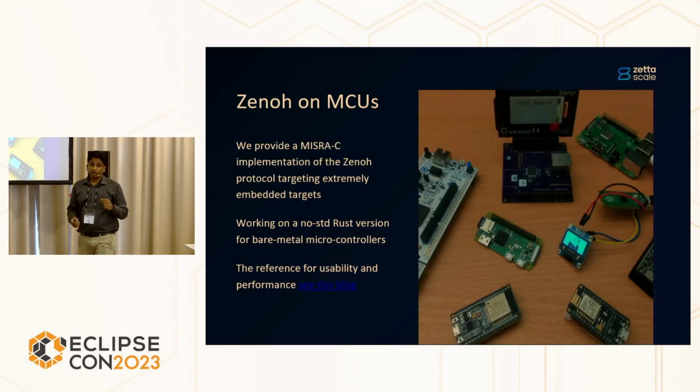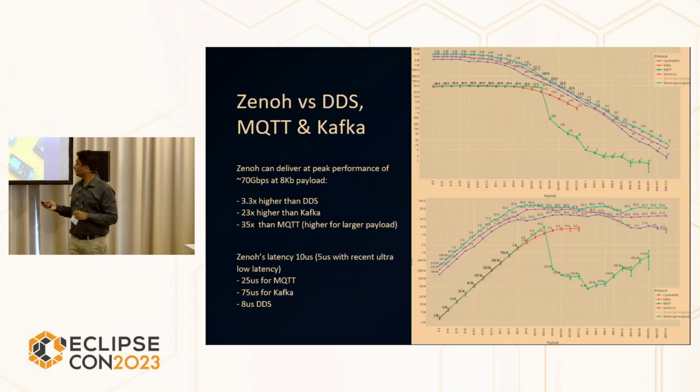And Zeno can run on microcontroller units. You might wonder, oh, Rust, how can it run on microcontrollers? As of today, we have a core subset of Zeno in pure C. Thanks to C, which has a nice ecosystem on microcontrollers, we can deploy a subset of Zeno onto the microcontrollers. We have nice blogs on our website, also nice demos on the microcontrollers. Feel free to go through them.